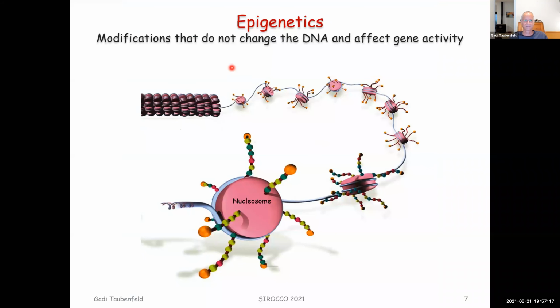So how does this happen? Let's look at this picture. What we have here, again, is the DNA. It is wrapped around the histone. This whole thing, the histone plus the DNA that is wrapped around it, is called a nucleosome. And here we have this whole chromatin. Part of it is condensed and part of it is open.